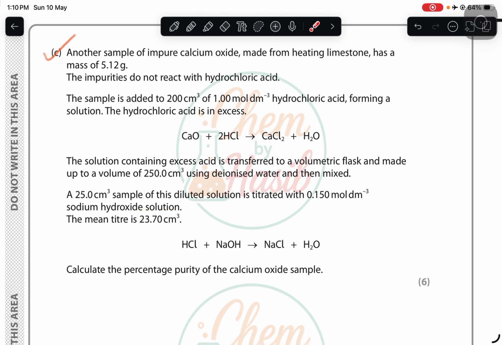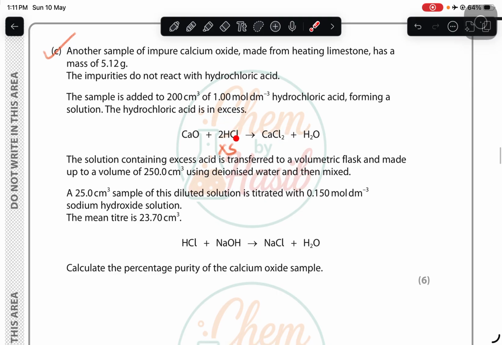So calcium oxide was reacted with hydrochloric acid. This hydrochloric acid was in excess. After the reaction, the remaining HCl was dissolved in water and made up to a solution of 250 cm³. Out of 250 cm³, 25 cm³ was taken out.